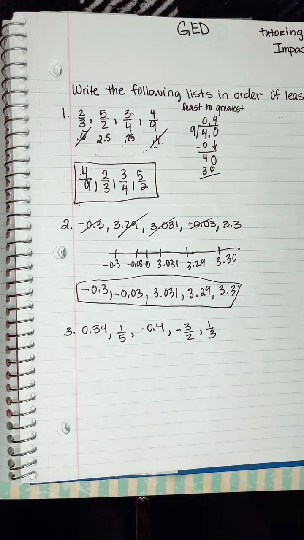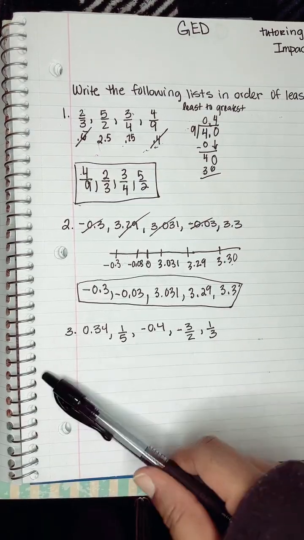All right, let's do number 3. So we're going from smallest to greatest. All right, so what should we do first?